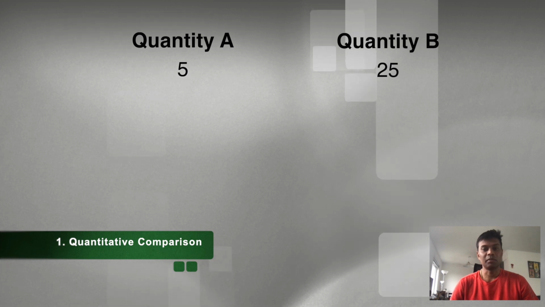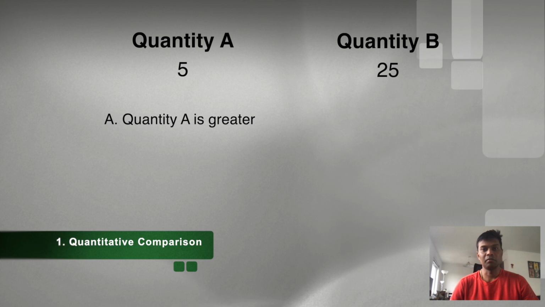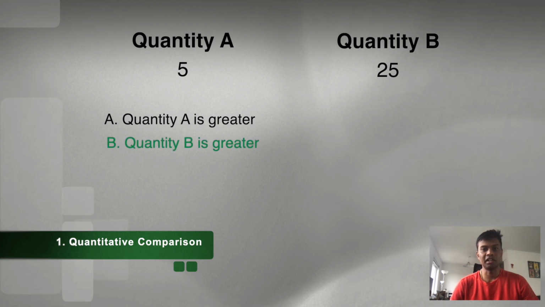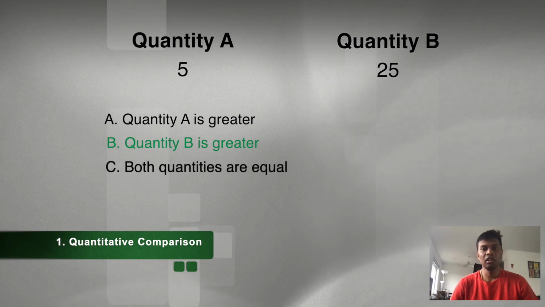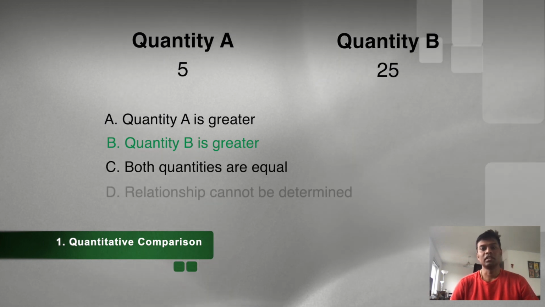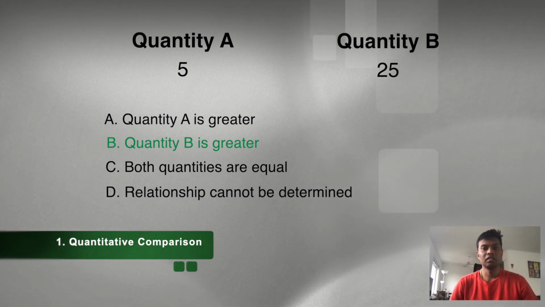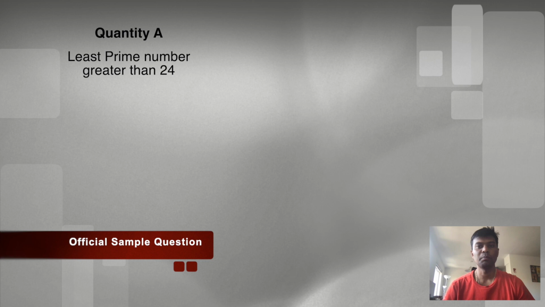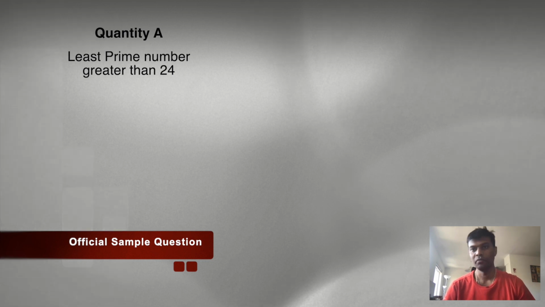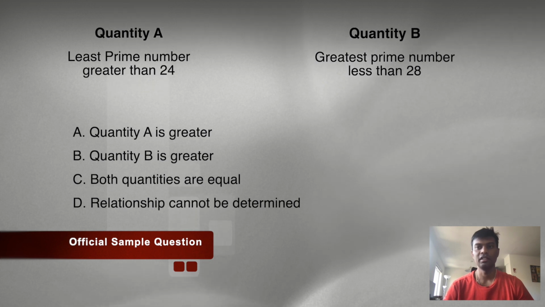statements describes the comparison. 1. Quantity A is greater than quantity B, or quantity B is greater. The next one is the two quantities are equal, and option D, the relationship cannot be determined from the information given. And here is a sample question. In quantity A, we have the least prime number greater than 24. In quantity B, we have the greatest prime number less than 28.